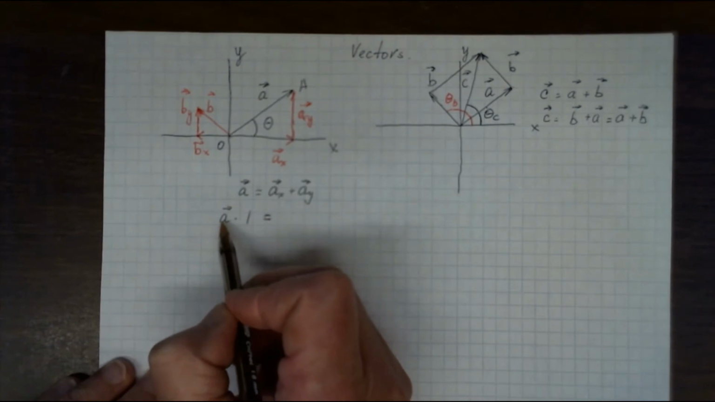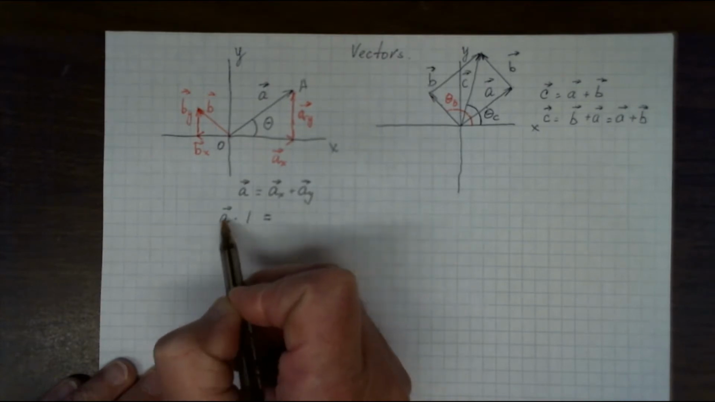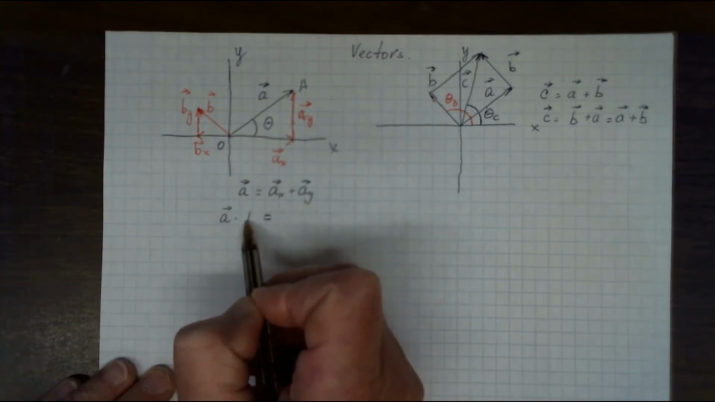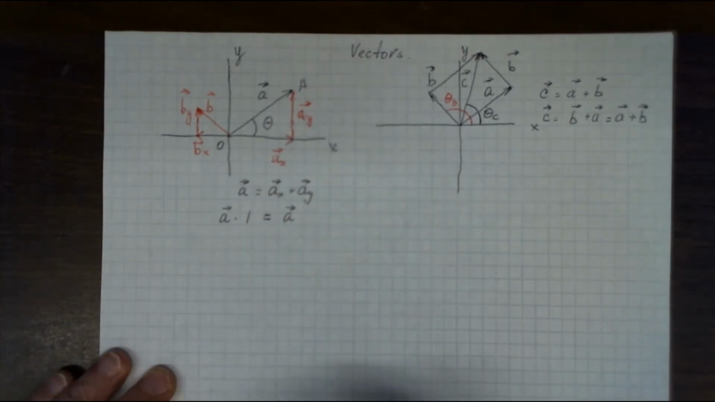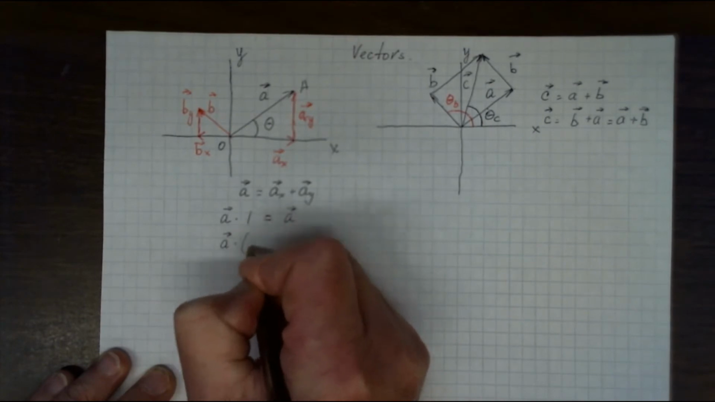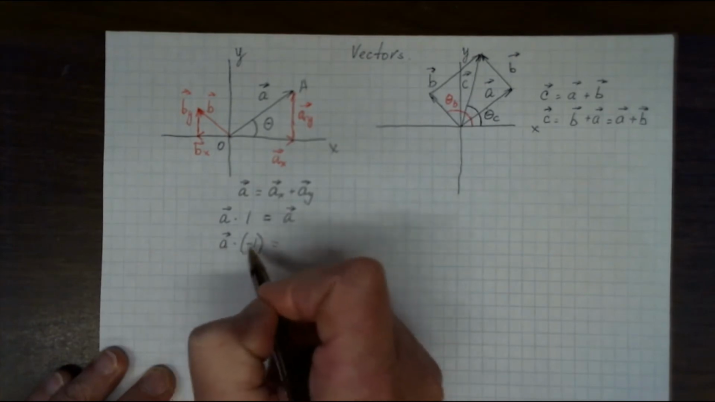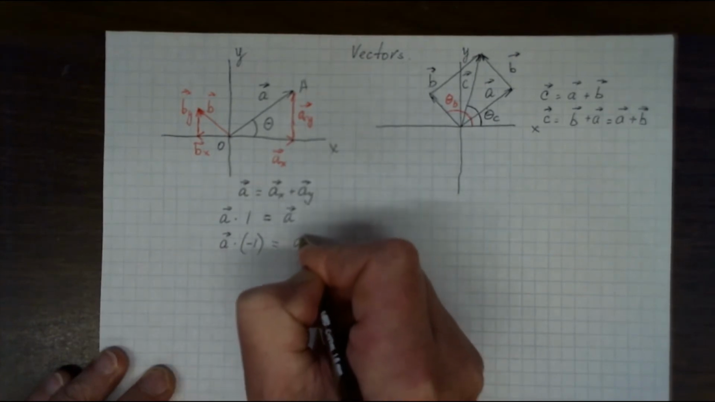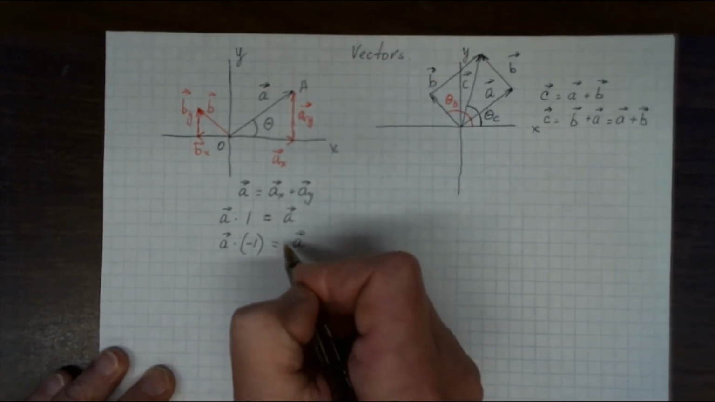So take a look. A times 1, magnitude multiplied by 1 will stay the same, and the direction will stay the same. So, for example, A times 1 gives me exactly A. A times -1 gives me a vector of the same magnitude as A, but opposite in direction, -A.